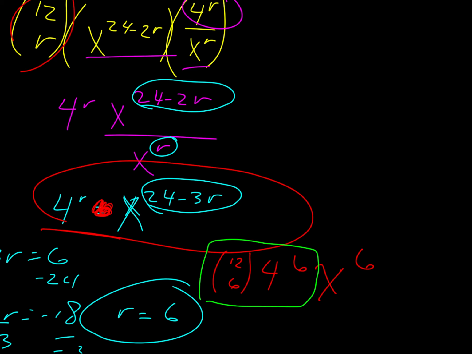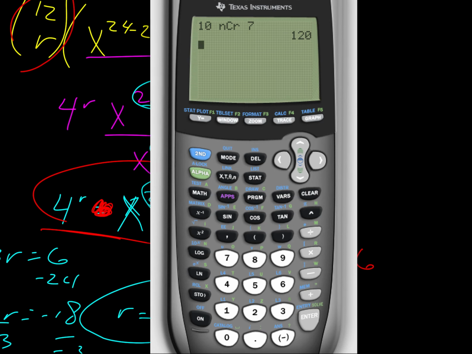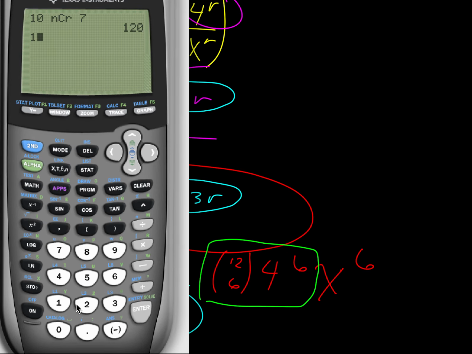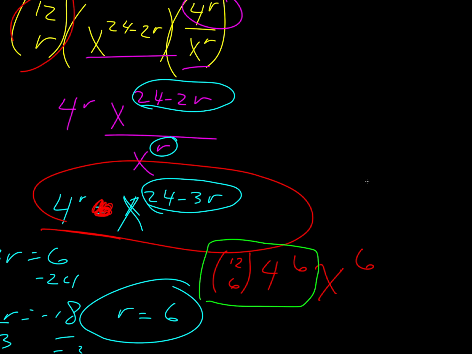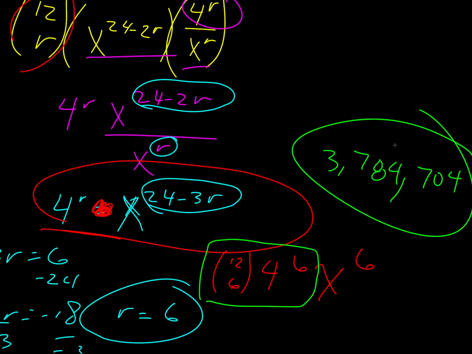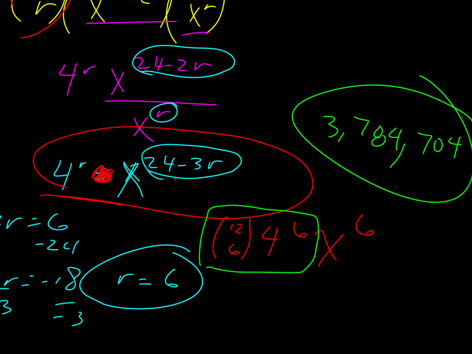And so we can do this on a calculator. Bring our calculator up. So we're going to say 12, go to math, probability, hit that, and then 6. And then we want to multiply that answer by 4 to the 6. And so 3,784,704.